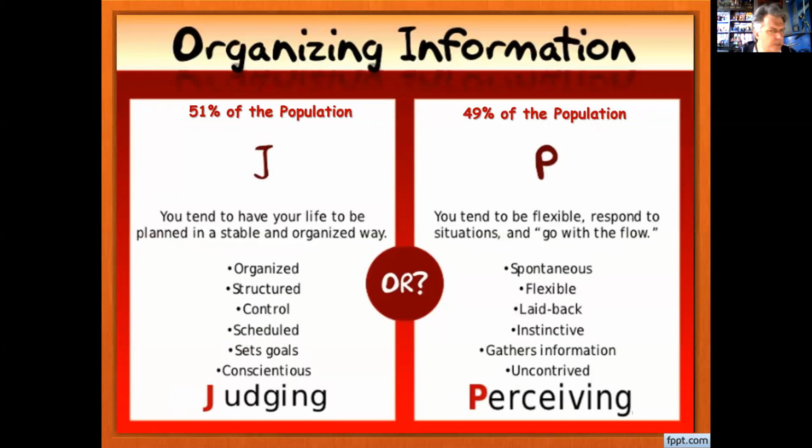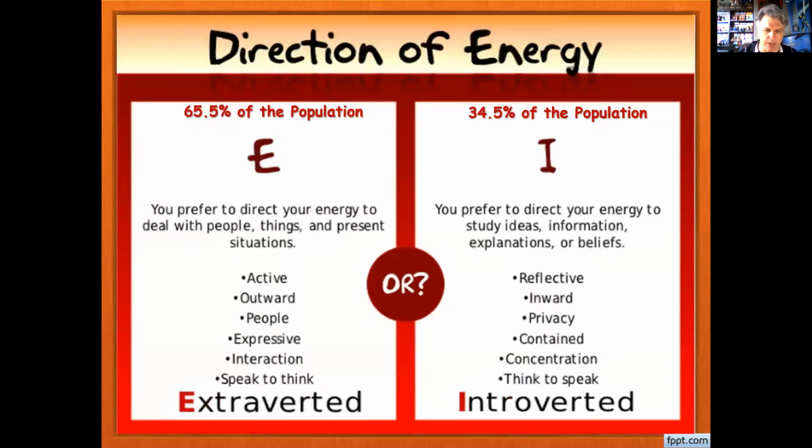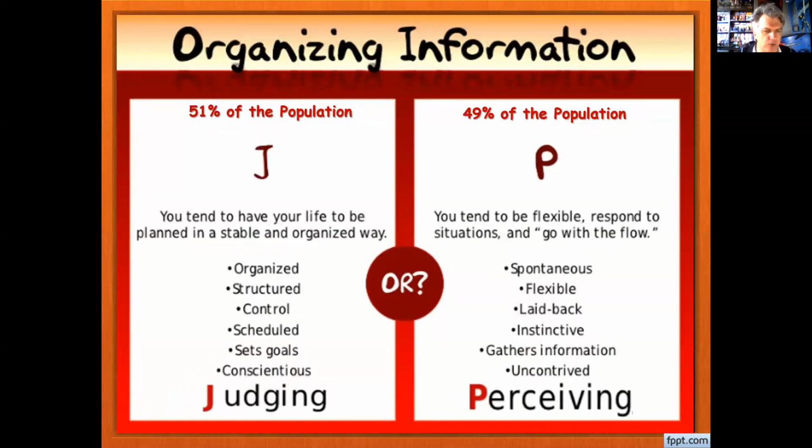And then also pretty close to a 50-50 split is, are you a judging or perceiving person? Judging, you tend to have your life planned, stable, organized. You can control, scheduled, very similar to what you saw with control back over here. But you want to set goals, very scheduled, whereas the P tends to be a little bit more spontaneous. You don't necessarily have to do everything the way that you've done it before, a little bit more go with the flow in these particular things. So you'll come up with a J or a P on that.